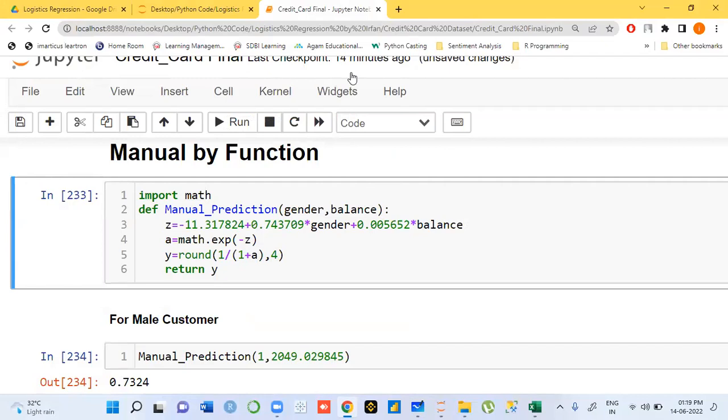So guys, you can take a 10 minutes break. Then we can continue further with the next example.